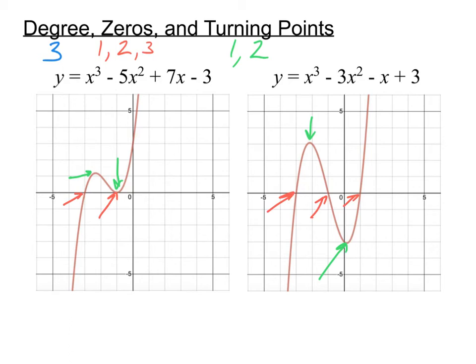How about number of turning points? Well, remember with our linear, it had zero turning points. So degree one had zero turning points. Our degree two had one turning point. Our degree three could have two turning points. See the pattern there? A degree 4 polynomial could have up to 3 turning points. A degree 5 polynomial could have up to 4 turning points. Now, it can have less, but that's the maximum.